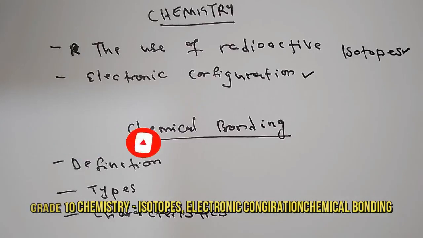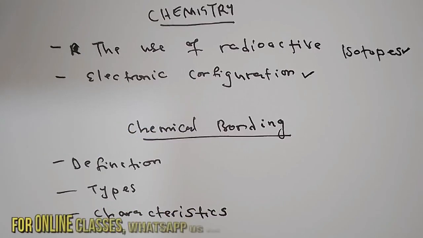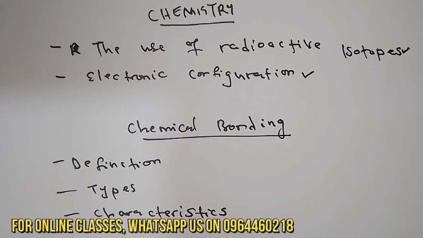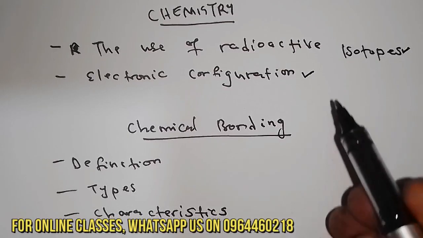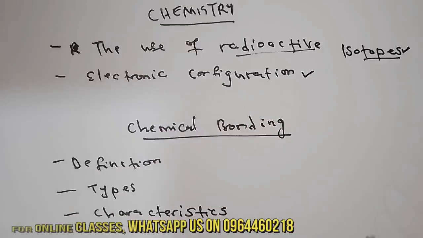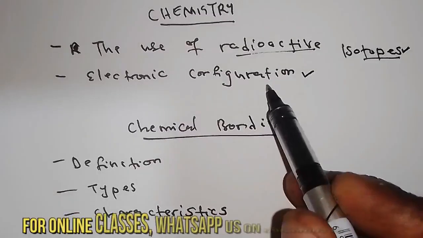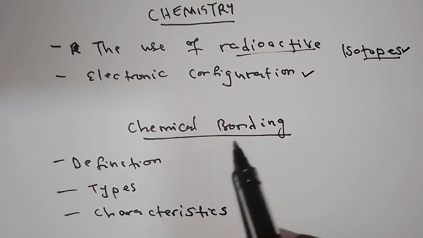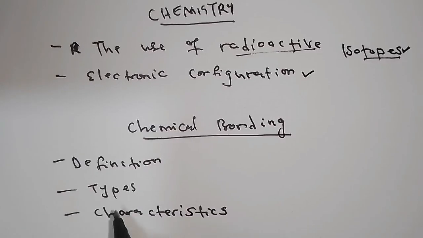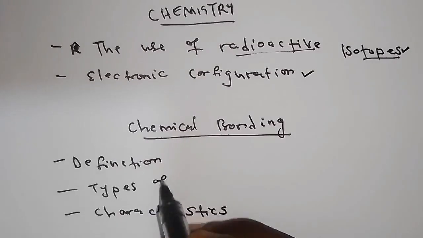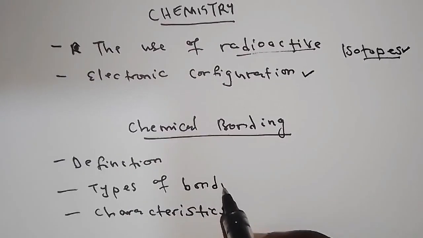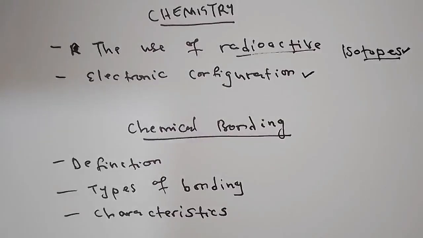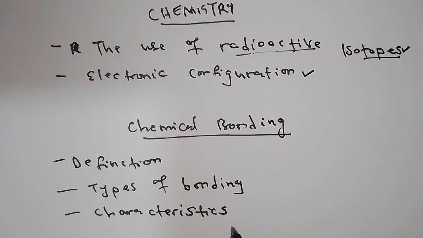And in this video, we are going to look at these specifics. We'll look at the use of radioactive isotopes, and then we also look at electronic configuration. We also look at chemical bonding, and the definition of what is bonding. And then also look at types of bonding, and the characteristics of these bonding.